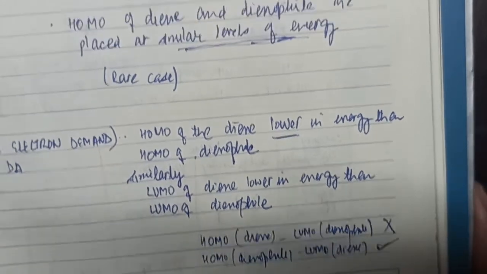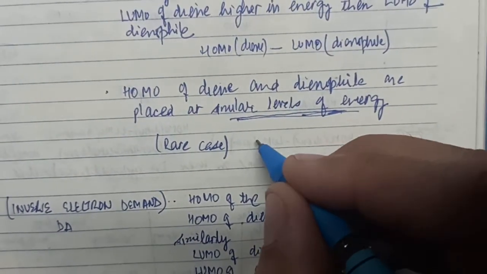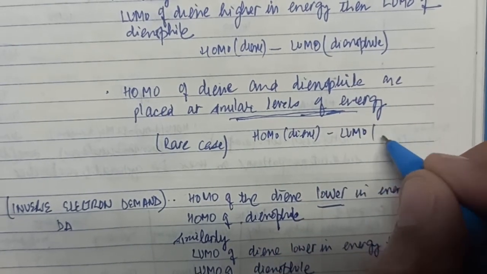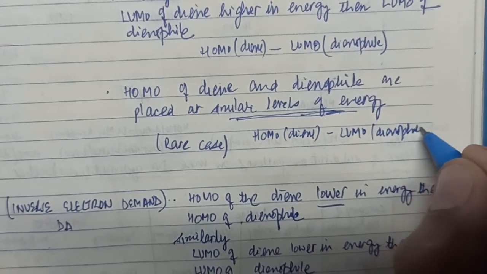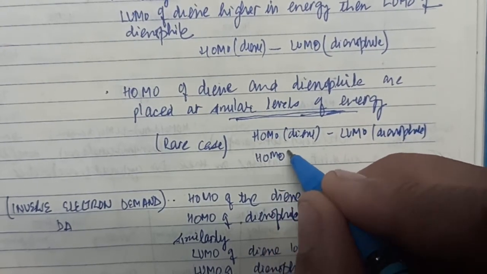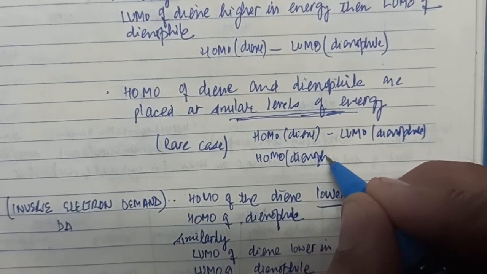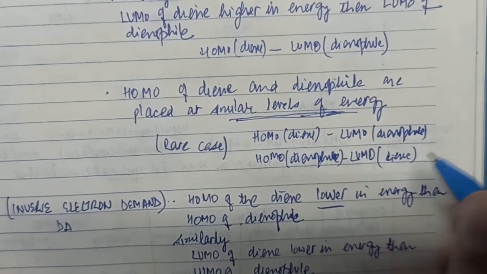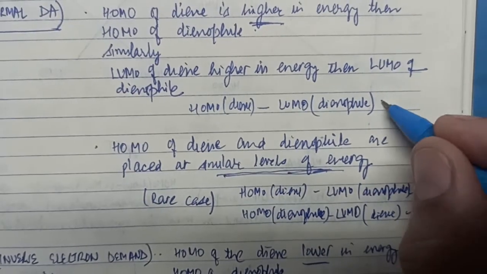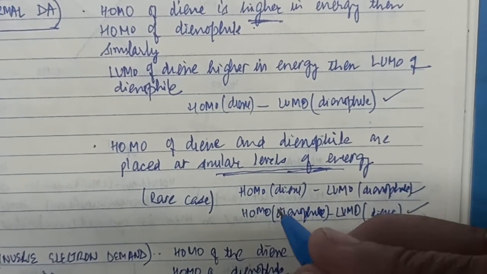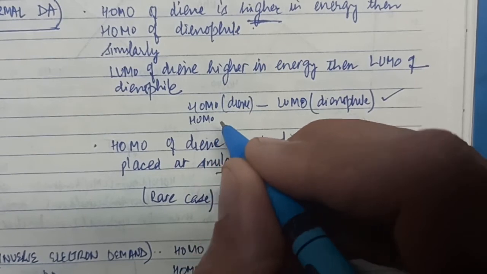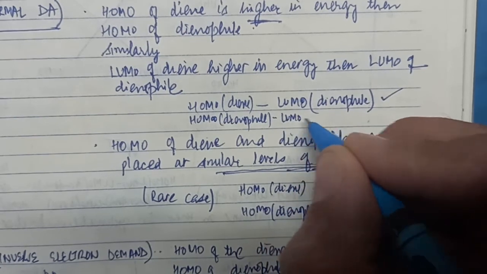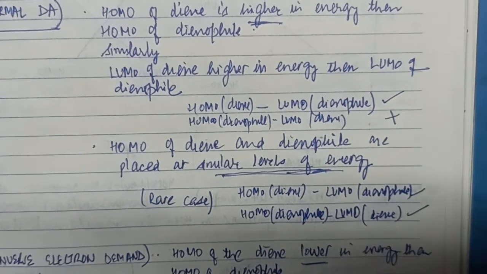And of course, as I've told you, in type 2 both interactions, that is the HOMO of the diene with the LUMO of the dienophile, or the HOMO of the dienophile with the LUMO of the diene, are equally important. In type 1, it was the HOMO of the diene and the LUMO of the dienophile which was important in contributing. The other way around, that is the HOMO of the dienophile with the LUMO of the diene, is not an important interaction to be considered here.